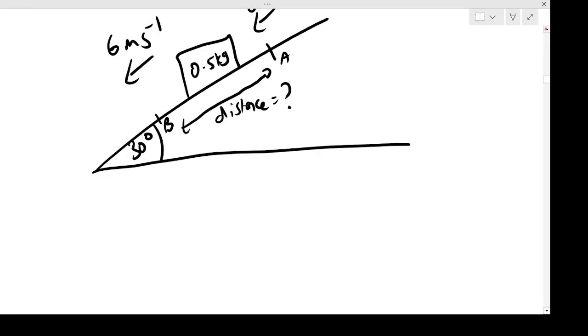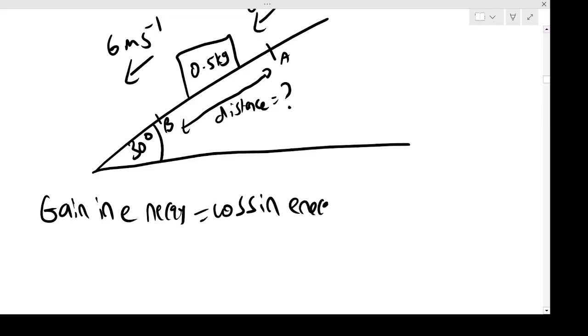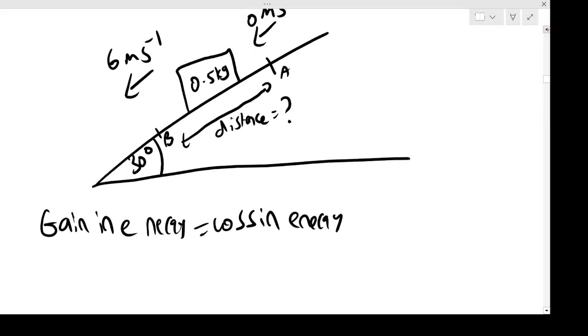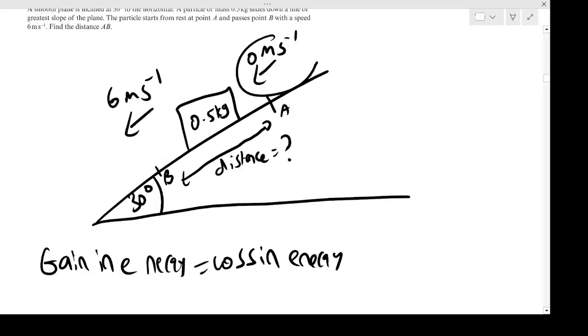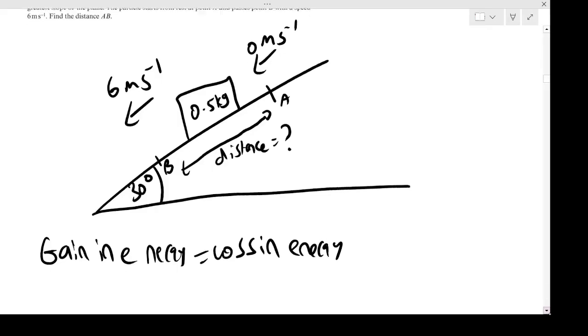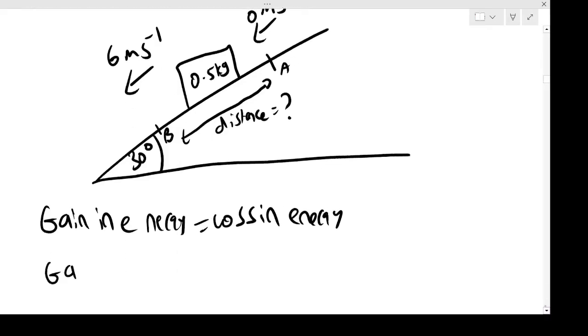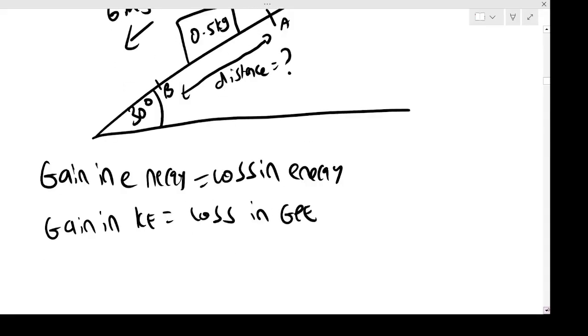Now I need to work out, I know that the gain in energy is equal to the loss in energy. So which am I gaining and which am I losing? Well, I can just look at the speeds. I know that the speed is increasing from 0 to 6, so I'm gaining kinetic energy. So the gain in kinetic energy has to be the loss in GPE. That makes sense because I'm going down the slope, so I'm losing height.